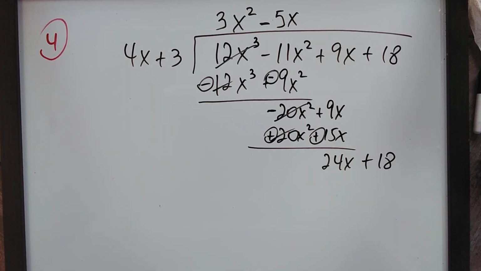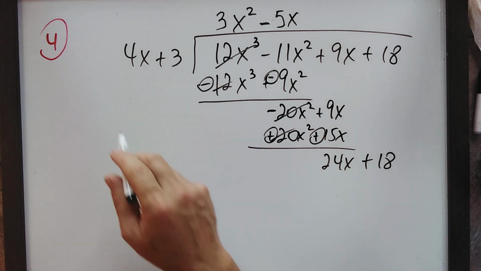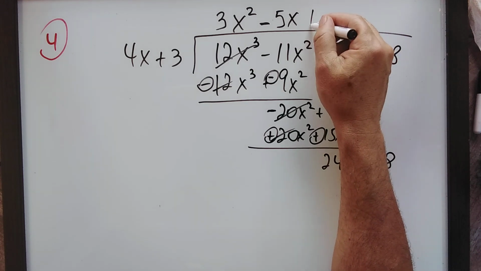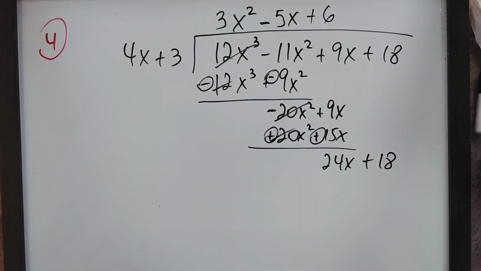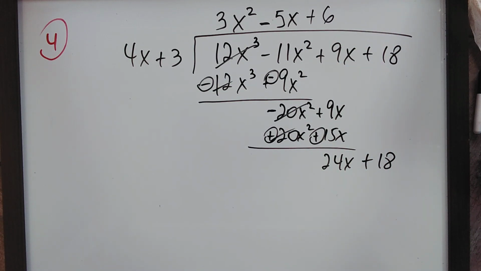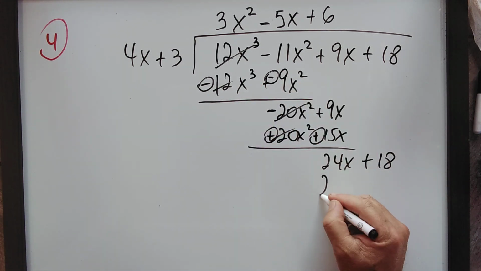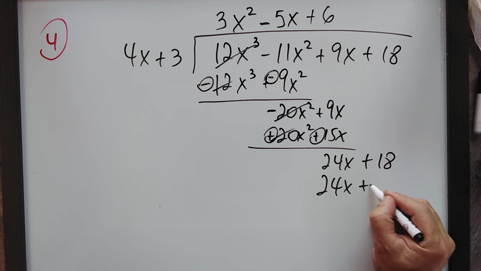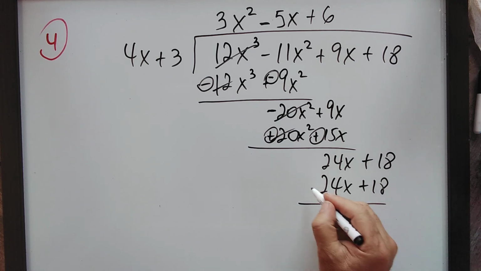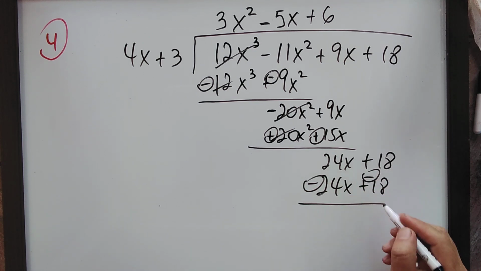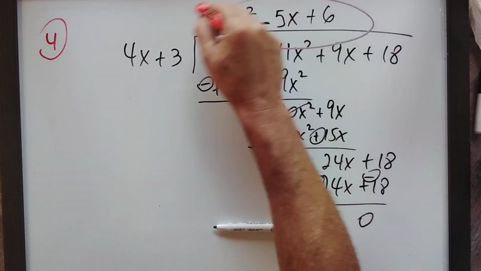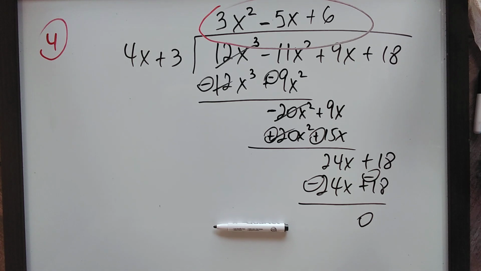Okay, now what do you do now? You divide the first one here by the one out there. 24x divided by 4x is positive 6. And now we multiply. 6 times 4x is 24x. And 6 times 3 is positive 18. We subtract. And I get a remainder again. So this right here will be my answer. That right there is the answer.